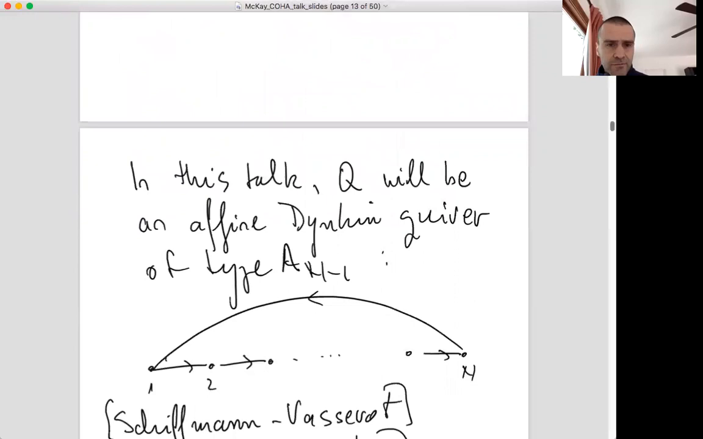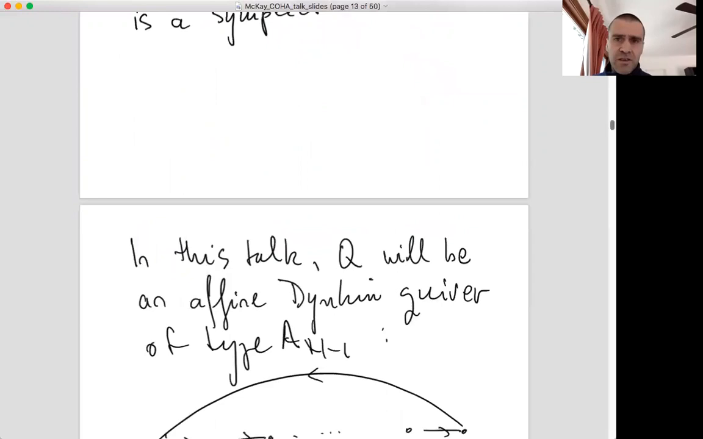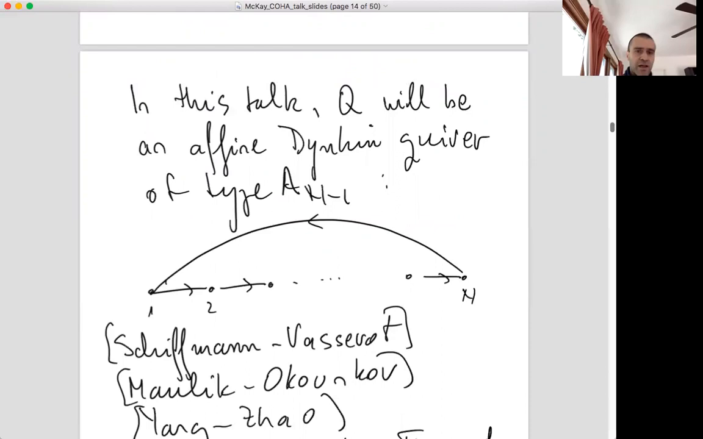So that's the setup. You get this kind of very symmetric picture this way. Now, of course, in this talk, Q will not be just some random quiver. That would be fairly difficult. But first of all, we are going to situate ourselves in the context of McKay correspondence, which is a very, very old subject. So we are going to look at quivers associated to the canonical two-dimensional quotient singularities.